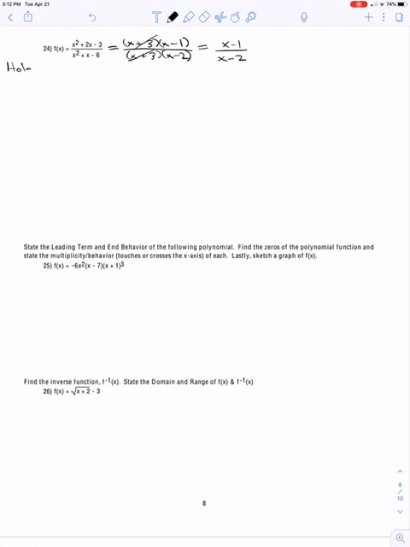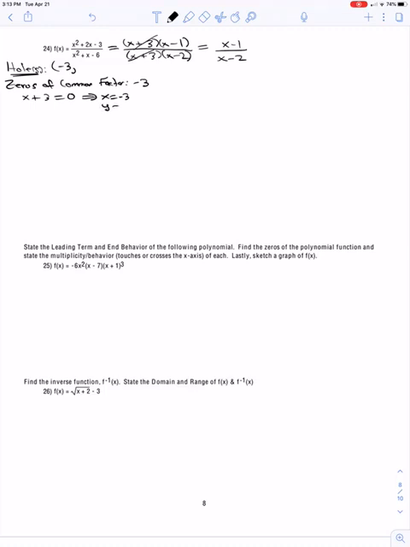So as we move to talk about holes, remember the holes are the zeros of the common factors. And we only have one, right? We only have one common factor in this problem, that's x plus 3. And when does that equal 0? When x equals negative 3. So we're going to have a hole at negative 3 on the x-axis.